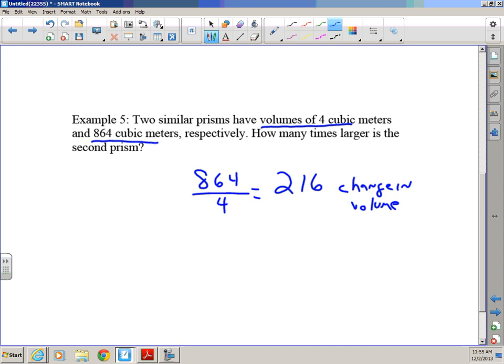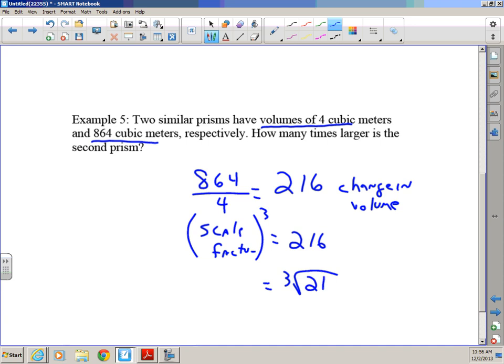But I want to know what the scale factor is, because it's asking how many times larger. Well, we've said earlier that the scale factor cubed is the change in volume, or in this case, 216. So what you're looking for is what number times itself 3 times is 216. How do you do that on the calculator is you take the cube root of 216. Well, what's the cube root of 216? 6. Because 6 times 6 times 6 is 216.